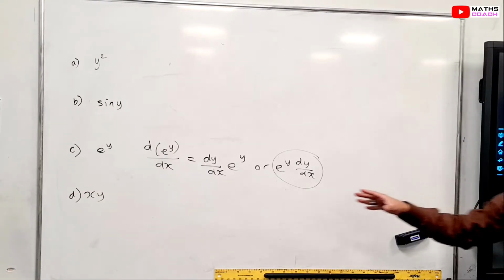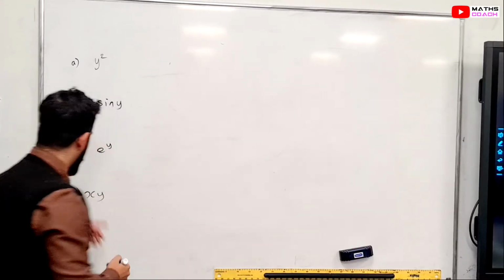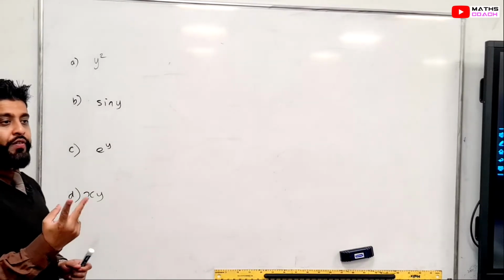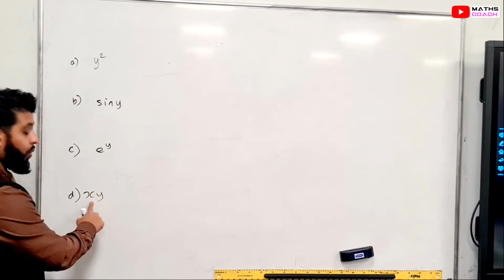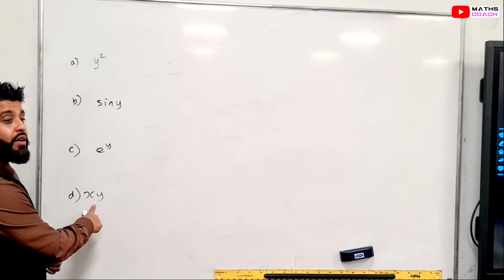Let's have a look at the next one. So what do we have here? We have two things which are multiplying with each other, right? So what we are going to be applying is the product rule.